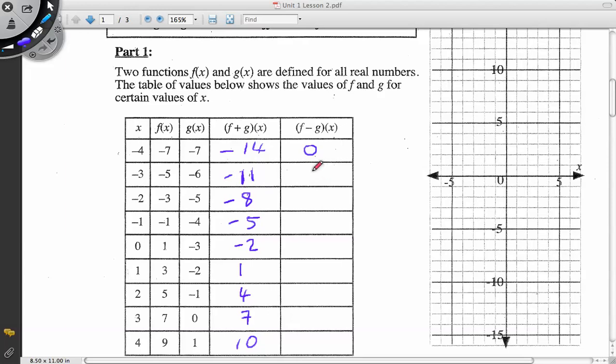Looking at the other function, we're subtracting. So negative 5, take away negative 6, really it's negative 5 plus 6, so we get 1. Negative 3, take away negative 5, means we've got 2. And you can see there's a pattern here also, the way it's set up. This will be 3, this will be 4, this will be 5, and this is 6, 7, and this is now 9 take away 1, which is 8.